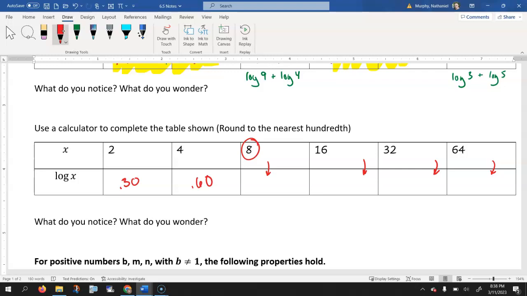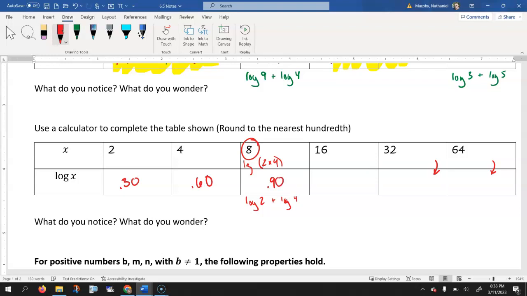All right, well, let's see how you did. If you notice, this is the same as 2 times 4. So 8 is the same as 2 times 4. So the log of 2 plus the log of 4 would be equivalent to the log of 2 times 4. Okay, so to figure out what the log of 8 would be, we would take the log of 2 plus the log of 4. When you do that, you get 0.9, or 0.90.